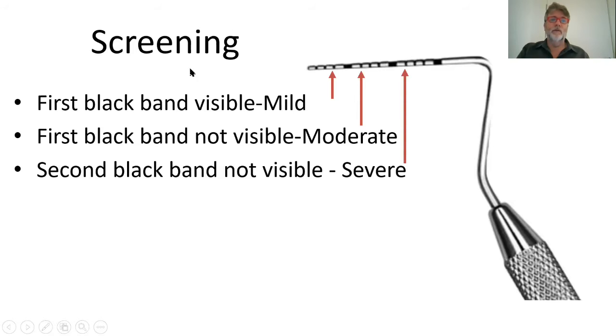So when we get this feedback, we're going to get the first black line remains visible. So if the first black line is well visible, that's just mild. If the first black line is not visible, that's moderate. And if the second black line is not visible, then you've got a severe case. So this can be used very quickly around your implant restorations just to see what's happening. It's not an expensive piece of kit. It's saving on radiation.